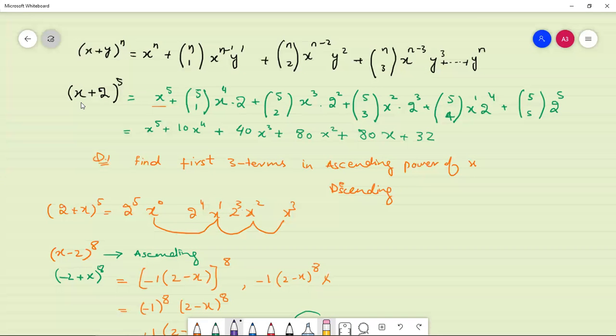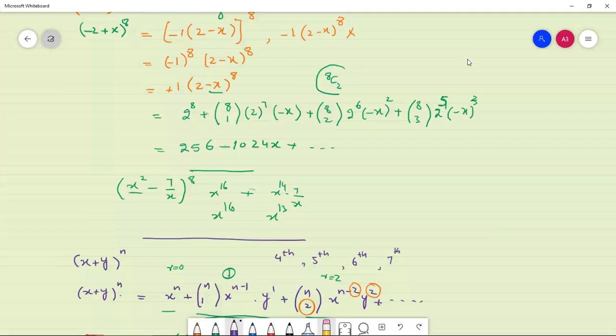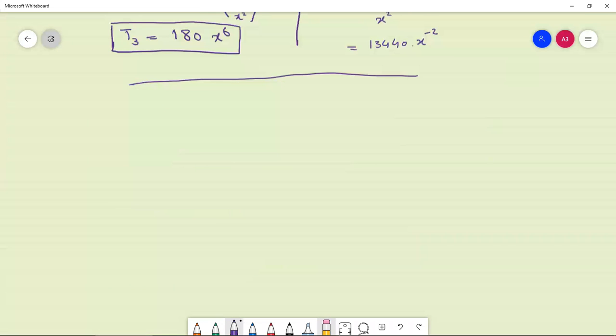If x is at first, then this sequence would be in descending order: x power 5, x power 4, x power 3. If we place x at second, then the sequence is in ascending order, starting from x power 0, x power 1, x power 2, all those things. Then we learn the general term formula.